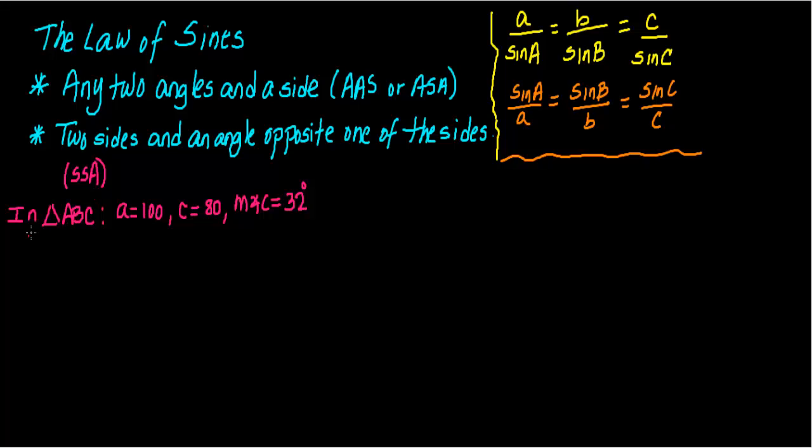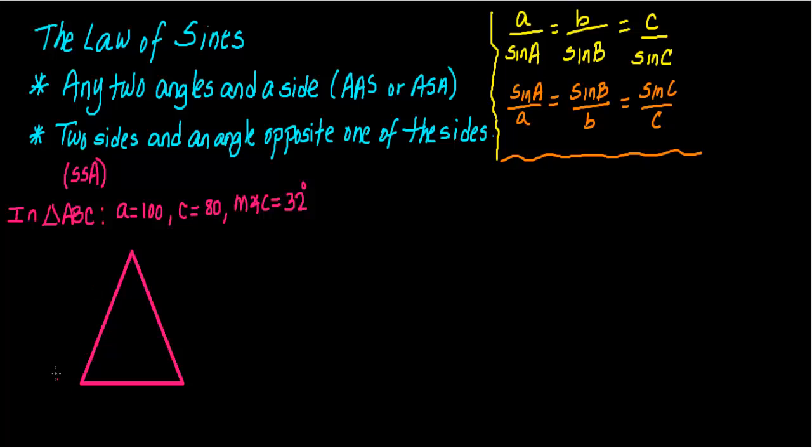So here's the triangle we're talking about, triangle ABC. Side a is equal to 100, side c is 80, and the measure of angle C is equal to 32. We need to solve the triangle, which means we have to find all the missing sides and angles. So let's draw this triangle and label it. That's our first step. There's your triangle, and let's start labeling it.